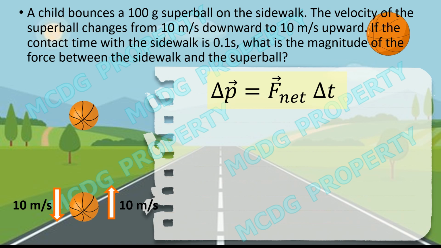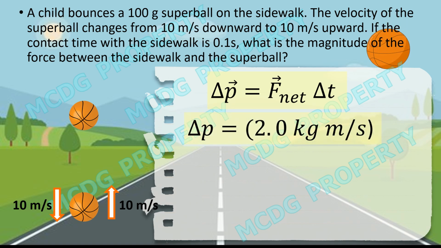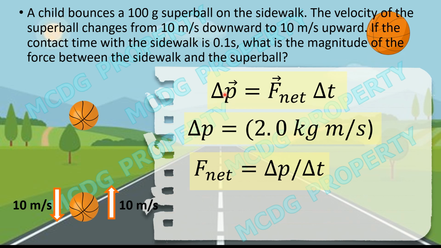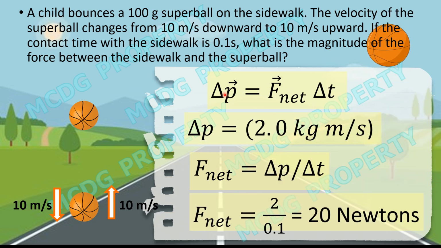Now we have the change in momentum based on the given information in the problem. So that's 2 kilogram meter per second. Solving for the net force from this equation, the net force is equal to the change in momentum divided by the contact time or the elapsed time. Substituting the given values, we obtain the net force, and the net force is equal to 20 newtons.